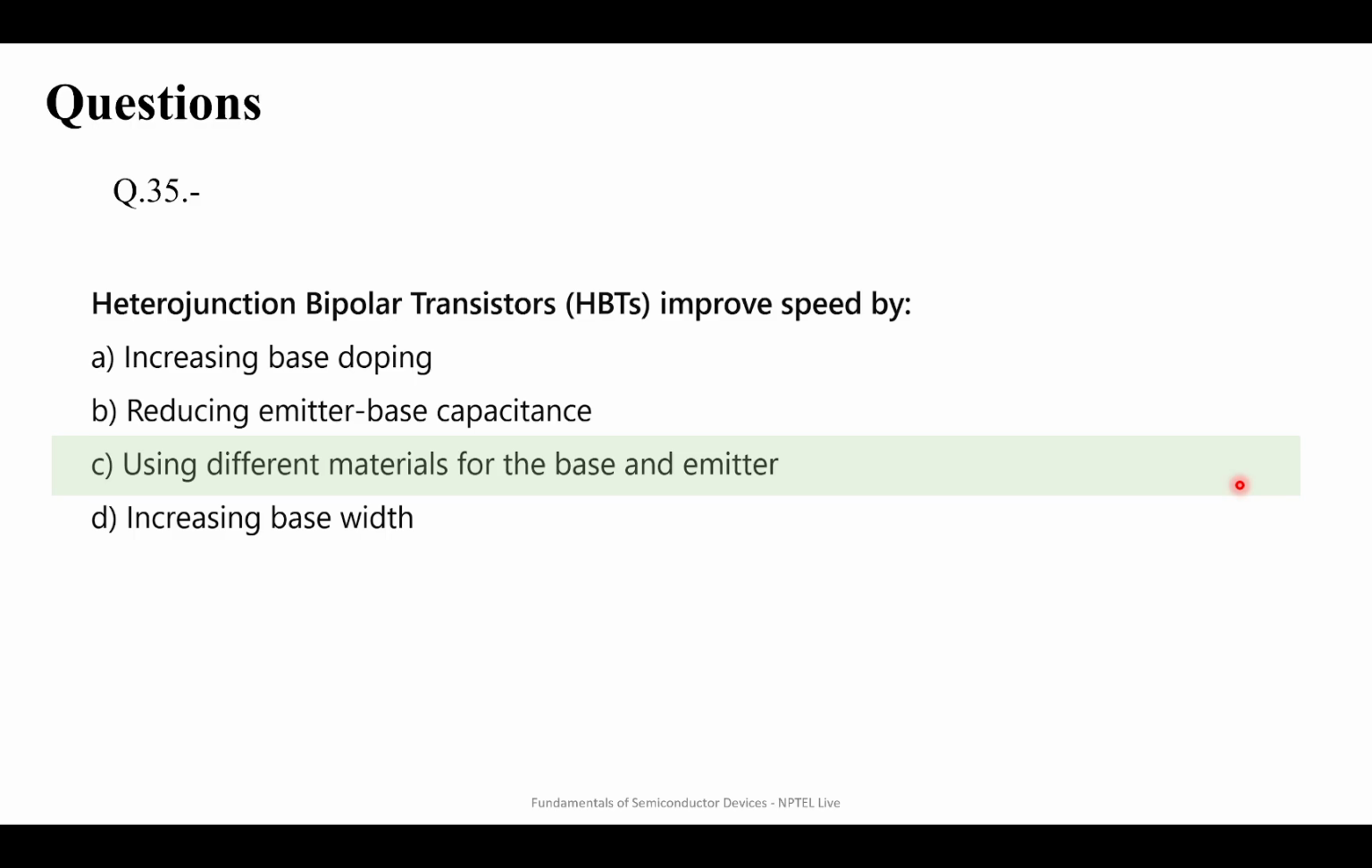germanium instead of silicon, such that your base emitter depletion region will reduce, and that will reduce the transit time across your base emitter region. So by improving the transit time across the base emitter junction, you will have higher speed.